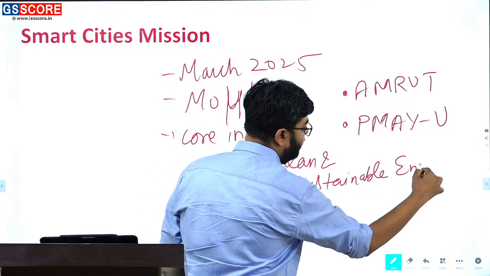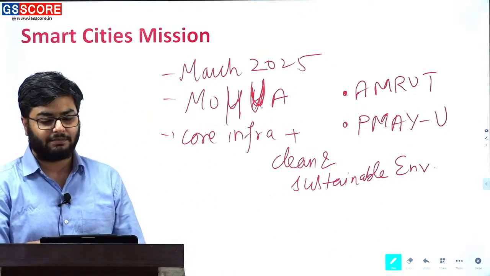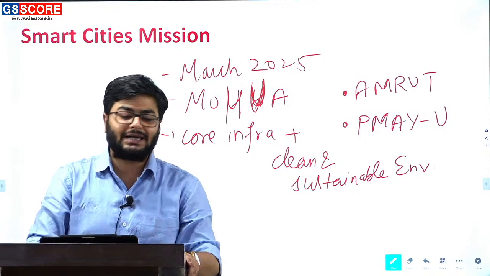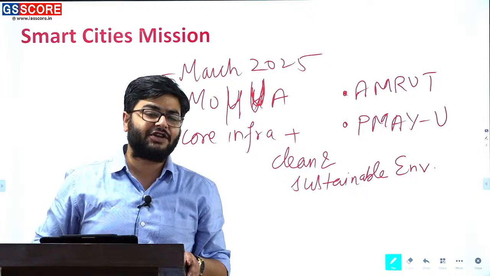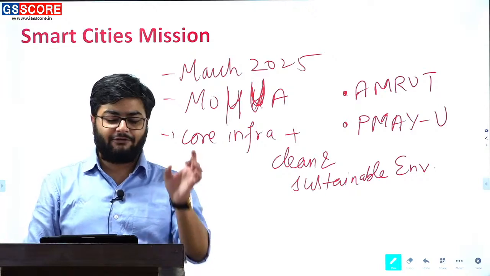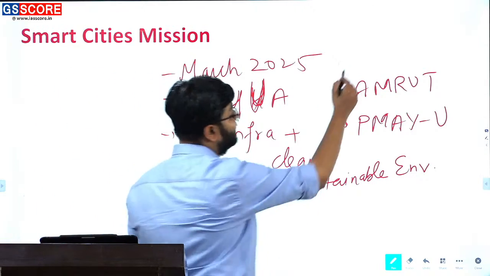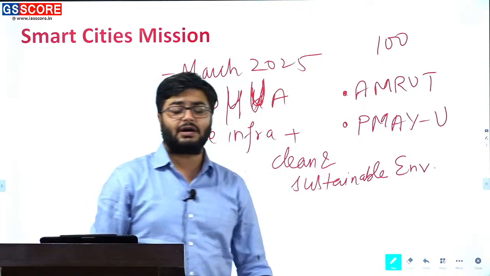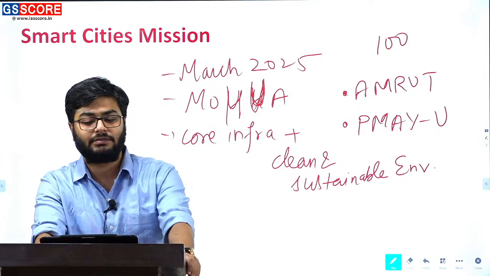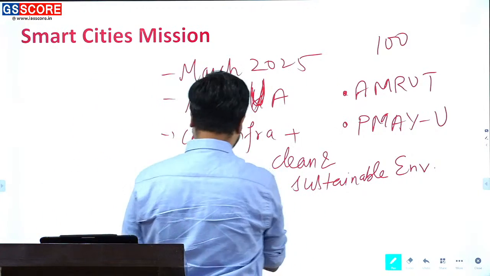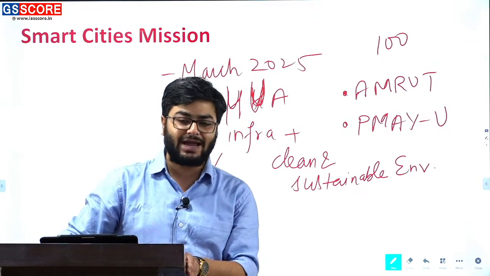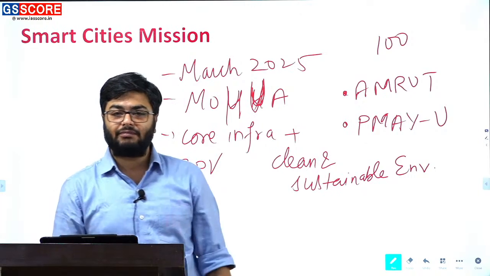Clean and sustainable environment, and it seeks to improve citizen participation and service delivery and efficiency in public infrastructure. Now, if you look at the coverage, 100 cities were selected for this through a competitive method. And the implementation mechanism is SPV, that is a special purpose vehicle at the city level.